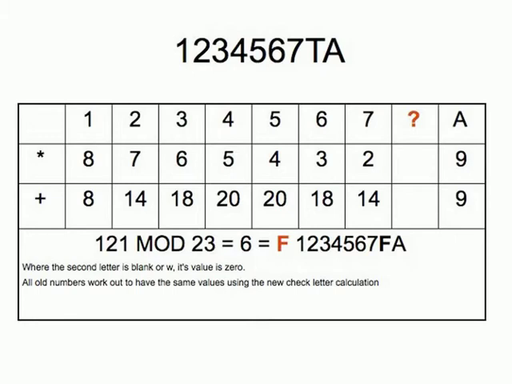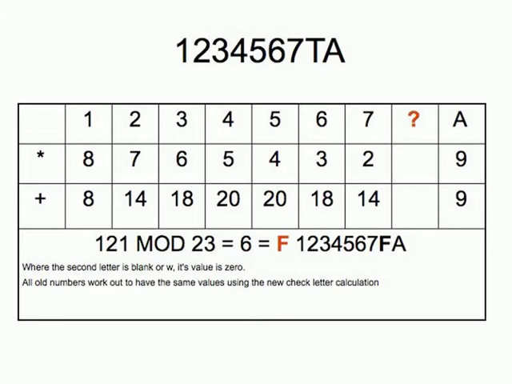This value is added to the sum of the other weighted digits to give a total, in the same way as it was before. We do a mod 23 to give a remainder, and this remainder is converted to a letter, and that letter becomes the check letter.